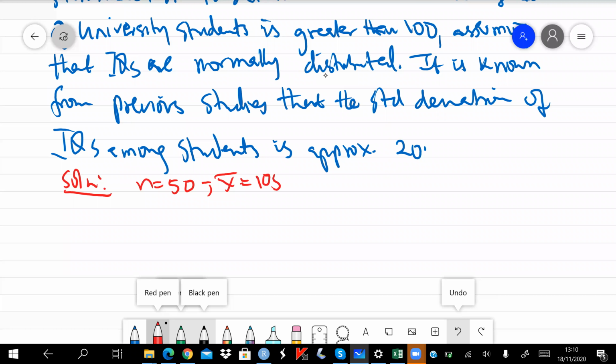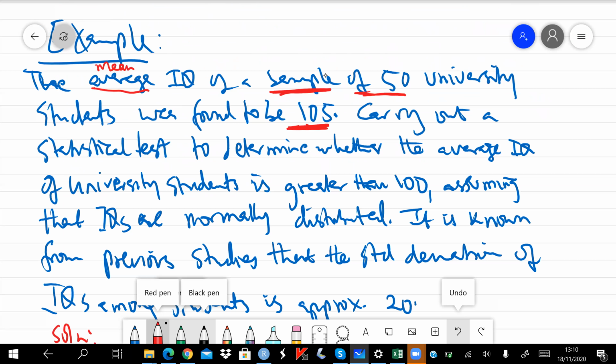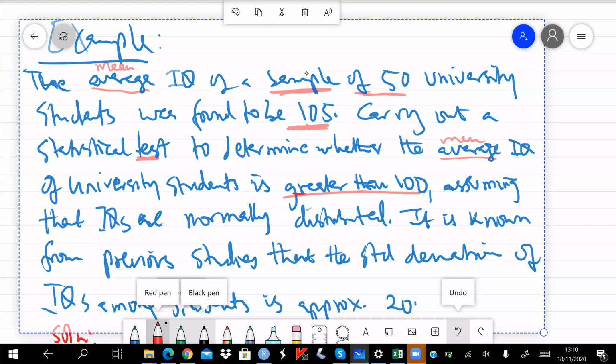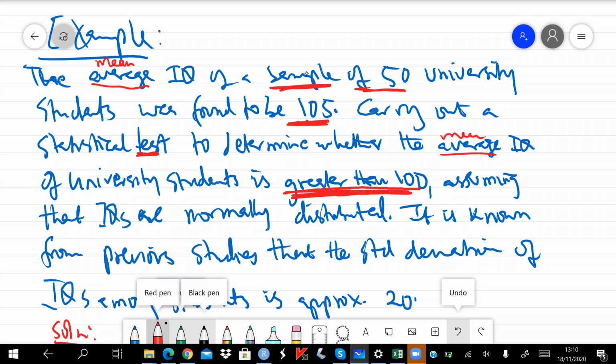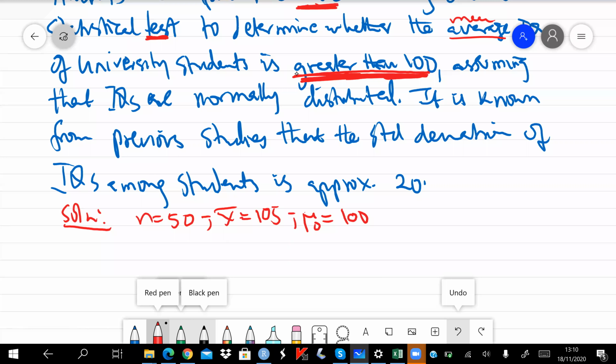is 105. Then we are told further that you are to carry out a test to determine whether the mean IQ of university students is greater than 100. So this is the value that we are testing. This is a hypothetical mean of the population. So that's the value of mu naught, which is 100. That's the hypothetical value. And then you are told that it is known from previous studies that the standard deviation of IQs among university students is 20. So sigma there is 20.